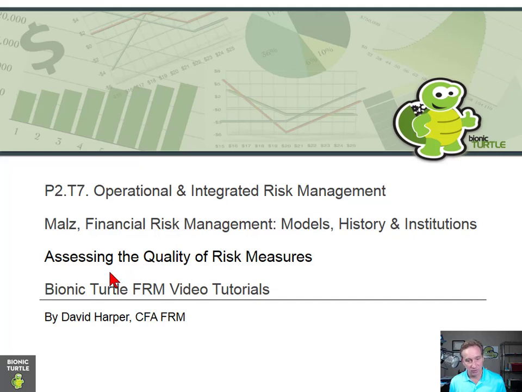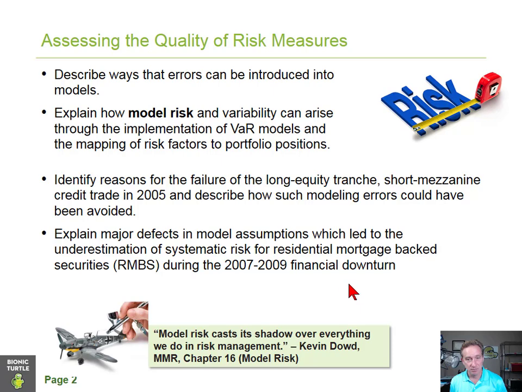And this is a video review of his Chapter 11, which is Assessing the Quality of Risk Measures. And this chapter is really about model risk, and in fact, it replaces a long-time reading that was assigned for model risk. I have a quote from that at the bottom here. That's Kevin Dowd from Managing Market Risk, which continues to be assigned in the FRM.